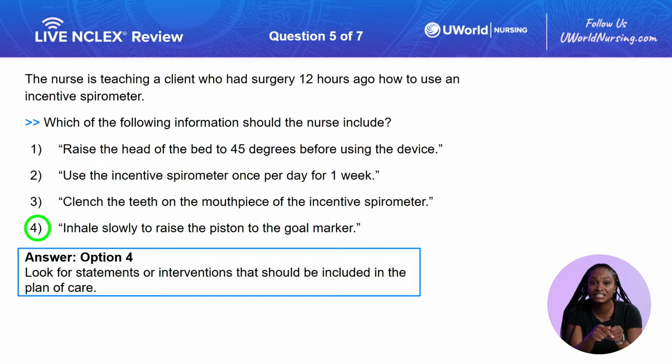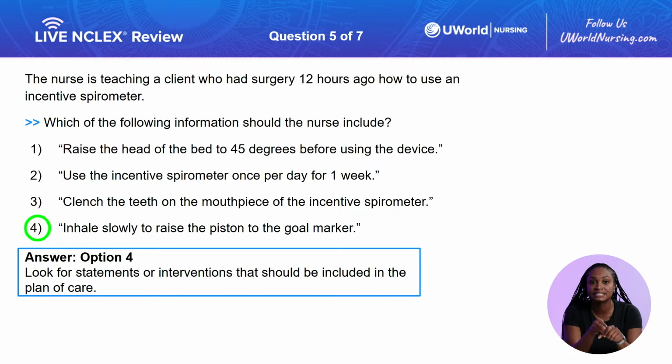Option 3, clench the teeth on the mouthpiece of the incentive spirometer. This would be incorrect because you don't want to clench. You could bite down and hinder your actual inhaling flow, and that could give you a false number or make the piston not go up as high. So you just wrap your mouth and create a seal with your lips, but you don't clench down on it.